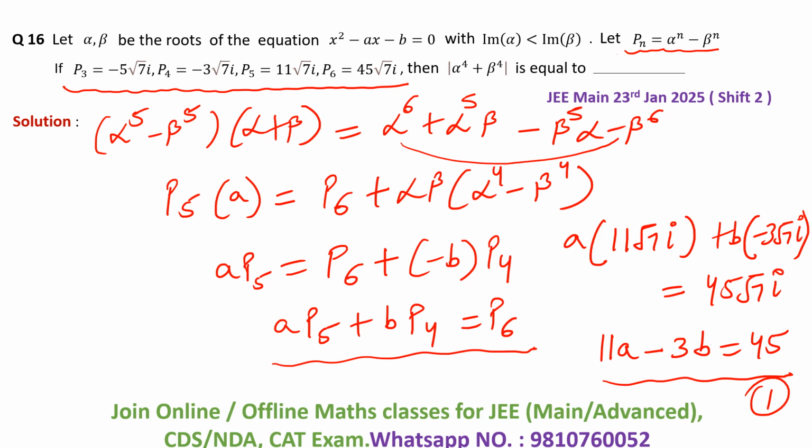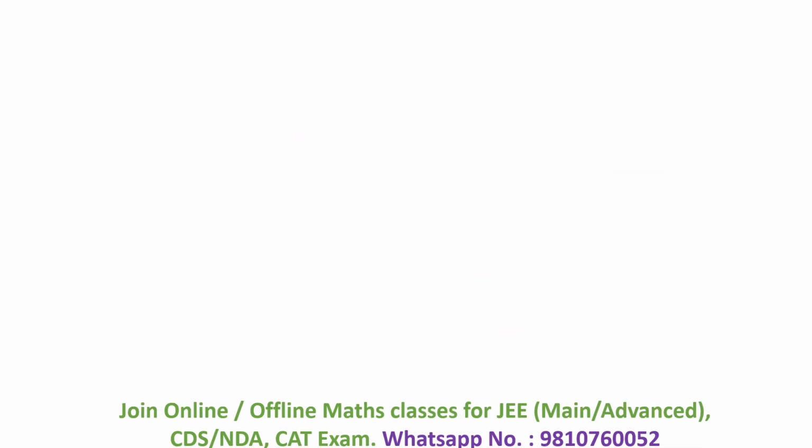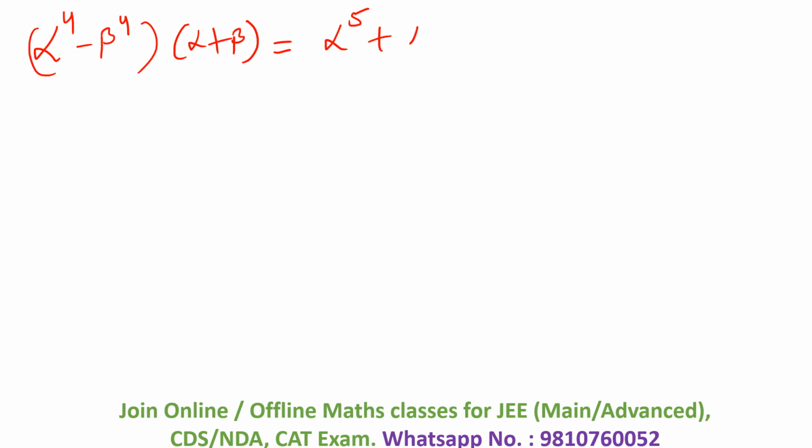Now similarly, we will find another equation in terms of A and B, and then we will solve both the equations to get the values of A and B. Now students, we will multiply alpha power 4 minus beta power 4 with alpha plus beta. When you multiply these two terms, what do you get? You will be getting alpha power 5 plus alpha power 4 into beta minus beta power 4 into alpha minus beta power 5. Now alpha power 4 minus beta power 4 is P4 and alpha plus beta is A.